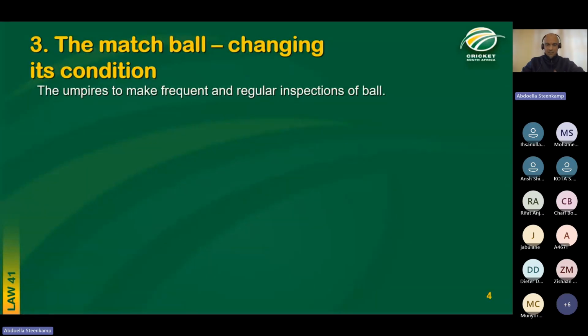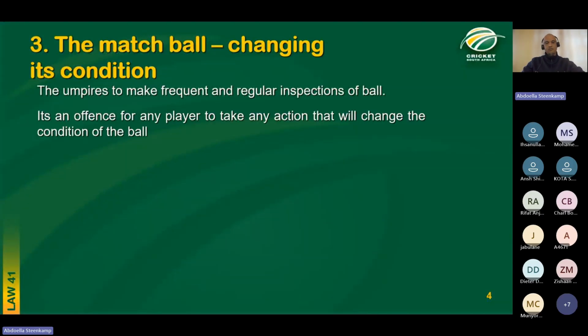Umpires, it is very important to make regular and frequent inspections of the ball. Don't be shy to ask the players for the ball for you to have a look. When a wicket falls, the umpires will take the ball, have a look at it, and know what the condition of the ball is. It is an offense for any player to do something to the ball that is going to change its condition. So what is a fielder allowed to do with the ball?